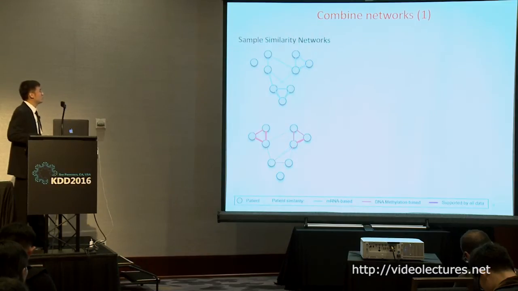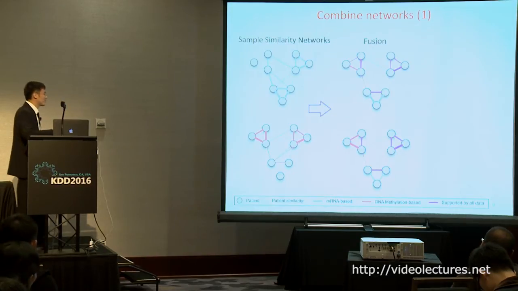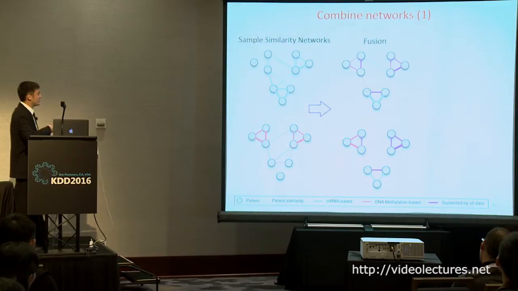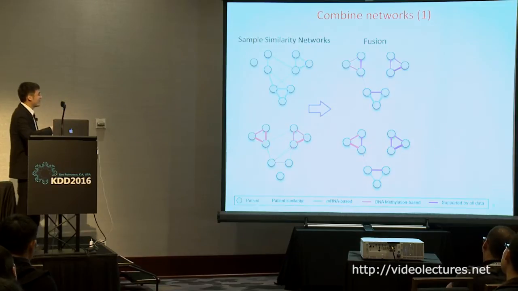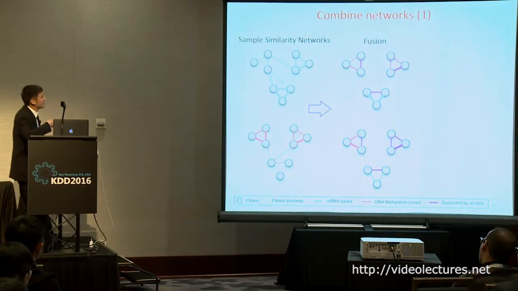And regarding the combined similarity network, the methodology is to use data fusion. The node is the patient, and the patient similarity based on the mRNA is in blue. The patient similarity based on the DNA methylation I think is in red. And if the association is supported by both data, it is in pink. So in this network, we can think about it this way. In the second step, we can see some links are still here, right? For example, this link is still here.